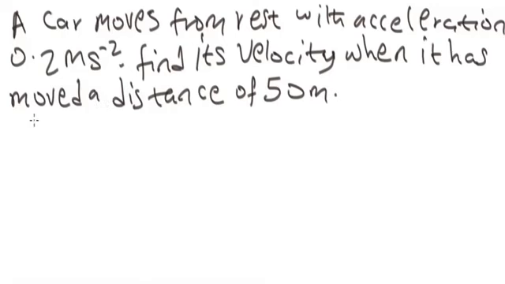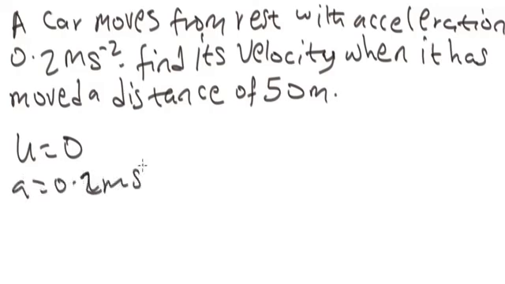Alright, so let's begin by getting our parameters. In this question, our initial velocity will be, since it said the car moves from rest, from rest means that the initial velocity will be 0. Alright, since it's at rest, nothing is happening, so the initial velocity will be 0. Then our a, we have our acceleration to be 0.2 meter per second square. Then we don't have our v, final velocity, and this question does not have time. Find its velocity when it has moved a distance of 50 meters, and does not have time.